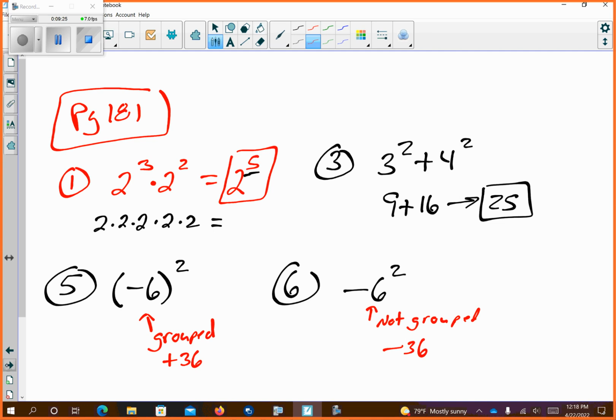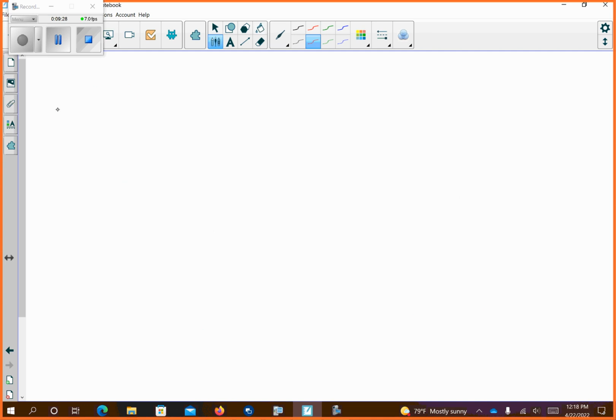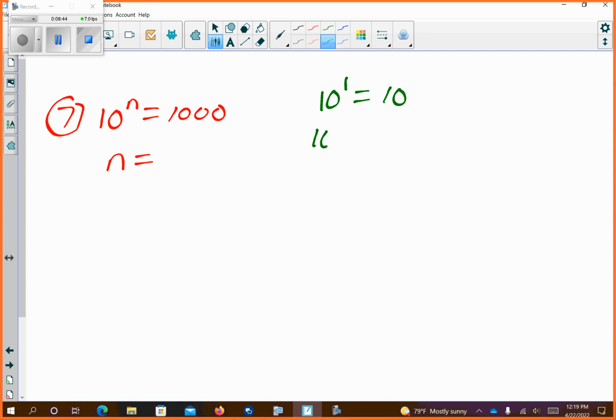All right. So let's get to a problem that looks a little bit different, but I think with some critical thinking, we might be able to figure this out. Number 7. So we're trying to figure out what n is equal to. So now we have to think, okay, 10 to the first is just 10. 10 to the second is 10 times 10, which is 100. 10 to the third is 1,000, because that's 10 times 10 times 10. And then 10 to the fourth is 10,000, and you can keep going and going. All right, so in this case, looking at what we have to the right, what does n have to equal?